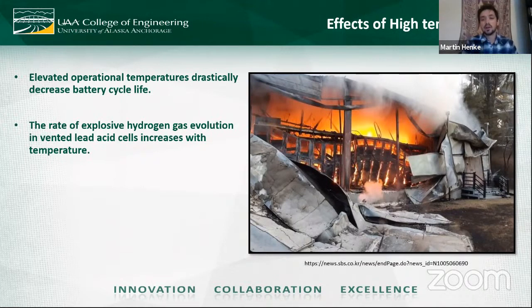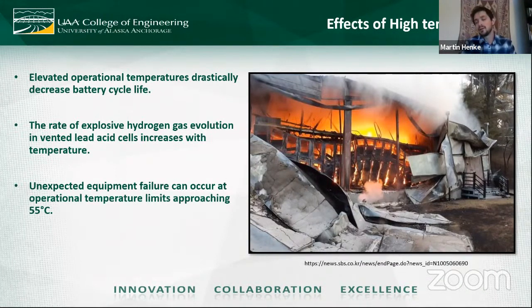Certain technologies such as lead acid vented lead acid batteries produce hydrogen gas in operation. While it's normally in very small amounts, that hydrogen gas evolution increases with an increased temperature. And obviously an accumulation of hydrogen gas could have explosive results, and so it's something to be avoided.